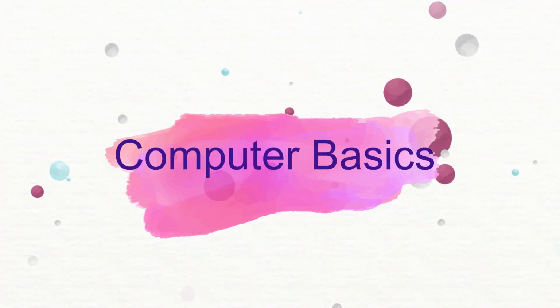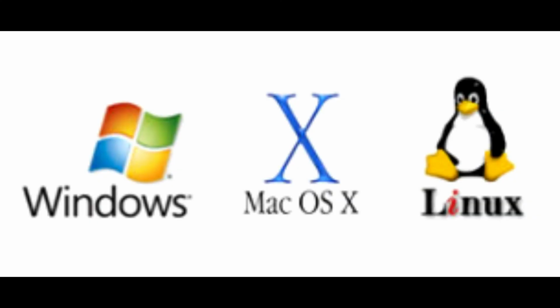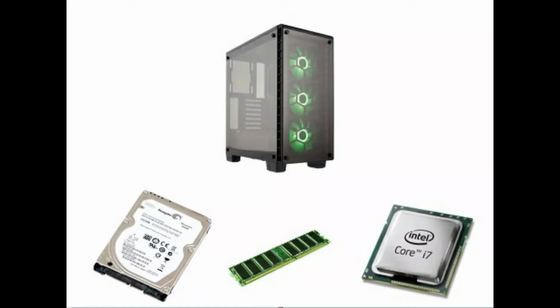Number 8, Computer Basics. Computer basics here means hardware configuration, different types of OS, etc. When we are working for any company, we should be aware of the types of operating systems and their configurations, like motherboard, processor, number of cores, hard disk, and RAM, etc.